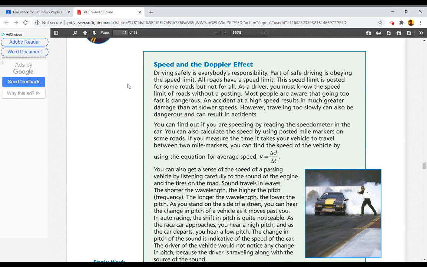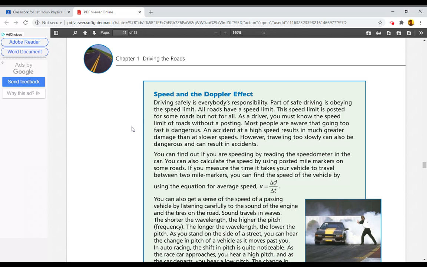Speed and the Doppler effect. Driving safely is everybody's responsibility. Part of safe driving is obeying the speed limit. All roads have a speed limit. This speed limit is posted for some roads, but not for all. As a driver, you must know the speed limit of roads without a posting.